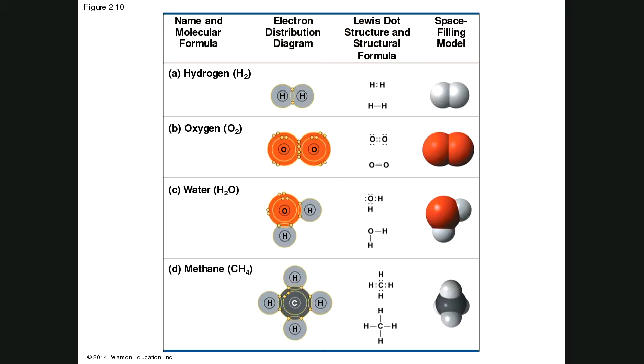Don't worry so much about that Lewis dot structure. That's something that's probably better saved for a chemistry class. The lines, though, I would like you to know that when there is a line drawn between them, it specifically is referring to a covalent bond, and the number of lines refers to the number of electron pairs shared.